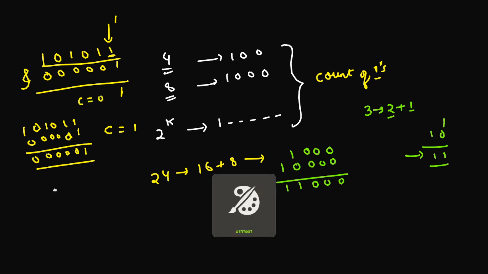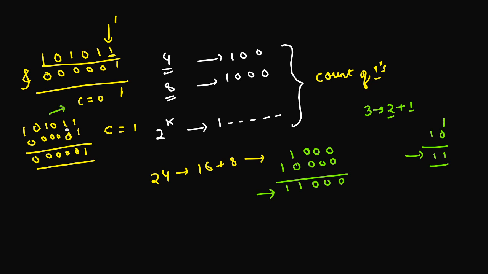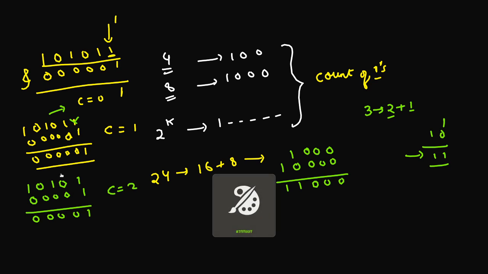Let's consider the next step where we shift this number right by 1, using the right shift operator. The next number becomes 10101 because the last 1 is gone when I right shift it by 1. Again, if I take AND with 1, the final AND is going to be 1 again. That's a 1, so we again increment our count, and count becomes 2.